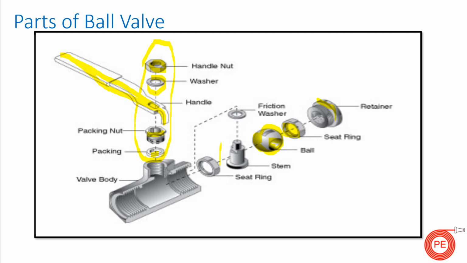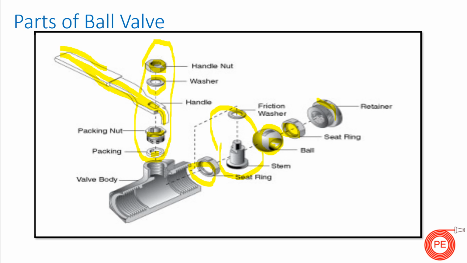This stem is connected with the handle, and again it is connected with the ball. When this handle is rotated, in turn the stem rotates the ball. And this is the seat ring. It is again used so that there is no leakage and there is no metal to metal contact. So this is basically a ball valve.